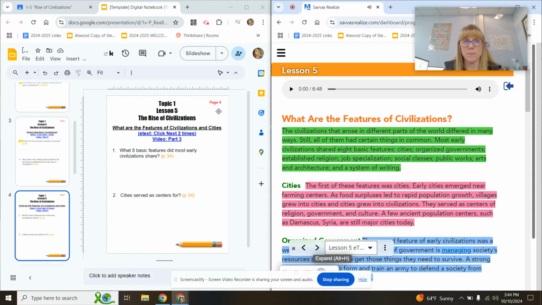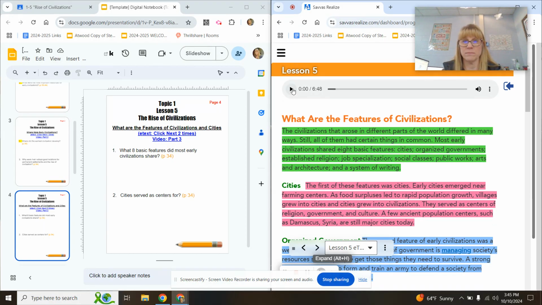We are going to start on page 4 of our lesson 5, The Rise of Civilizations Digital Notebook. This is video part 3. And the first question, what 8 basic features did most early civilizations share? You will find that list of 8 basic features in this green highlighted paragraph.